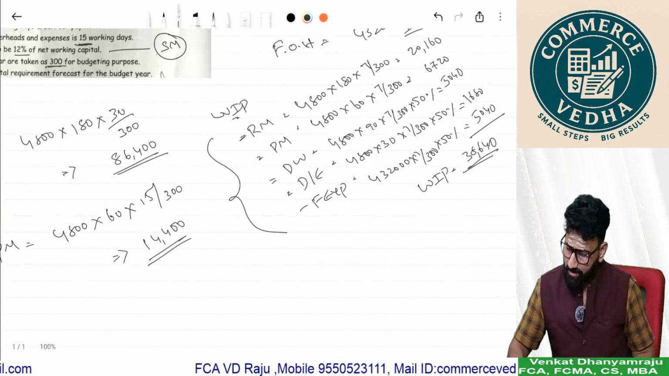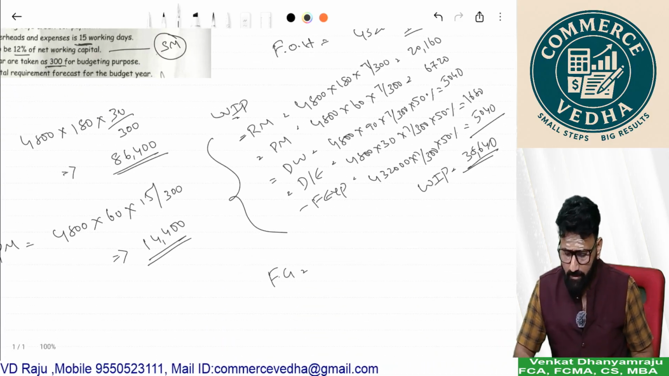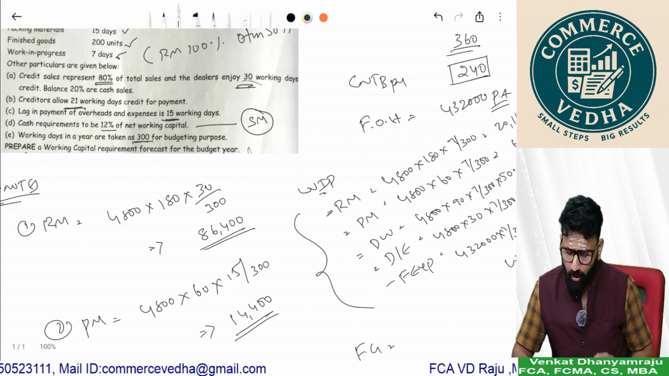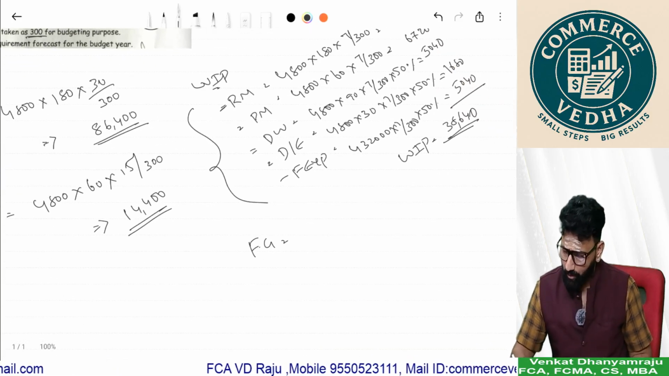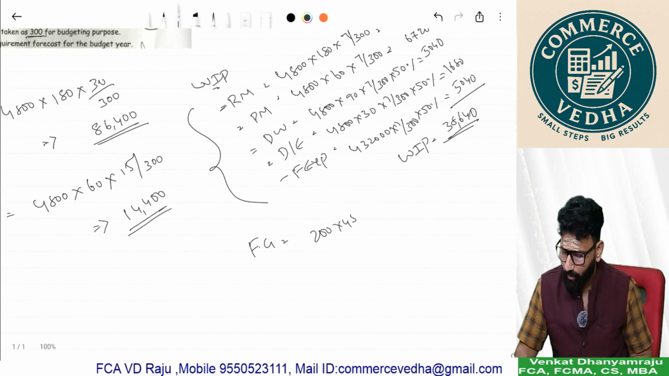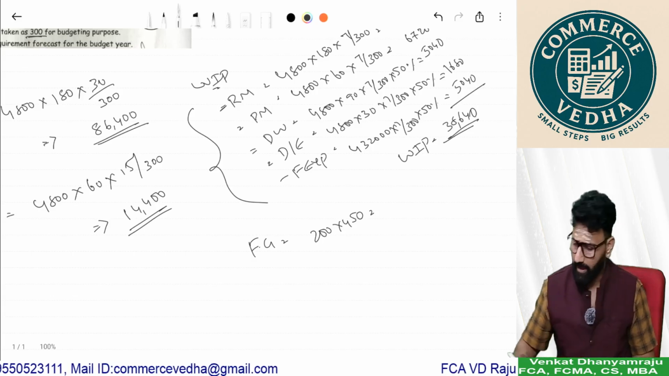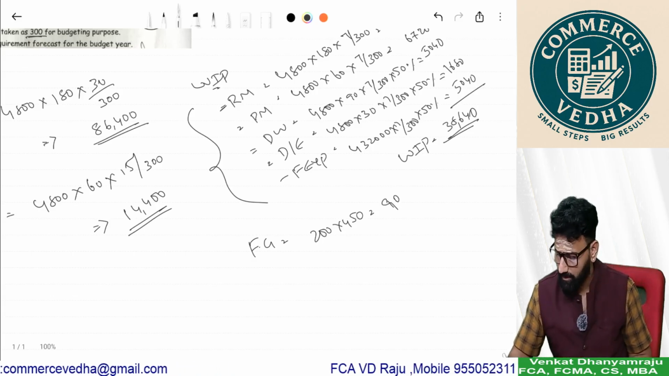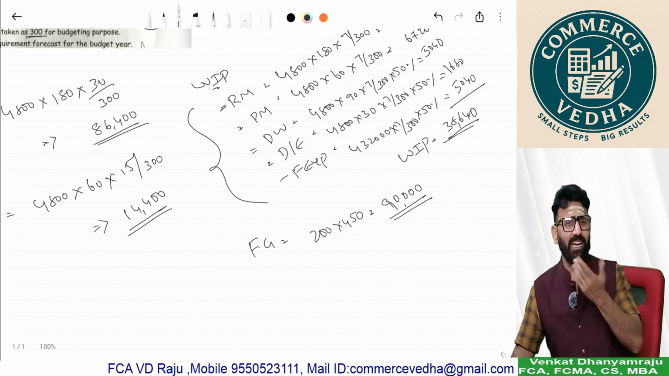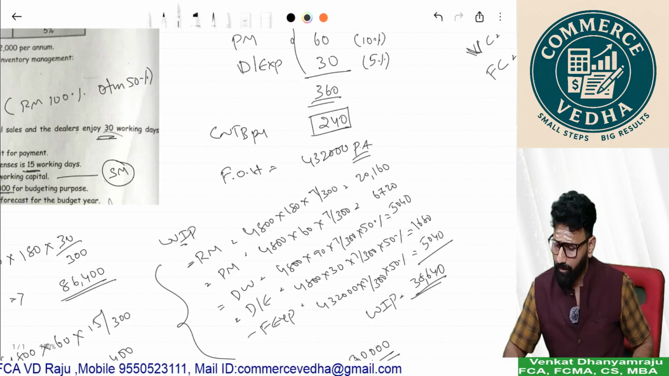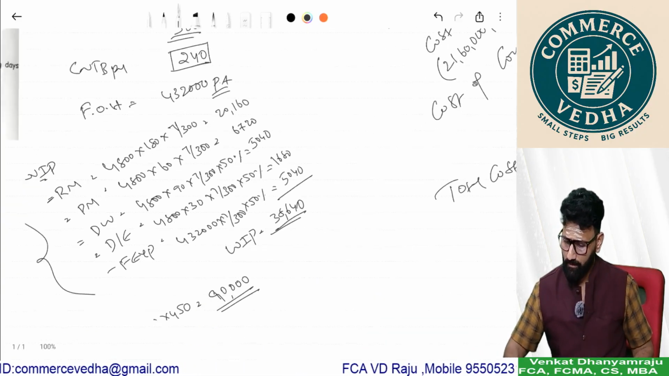Once work in progress is done, second one is finished goods. Finished goods is directly given in the question as 200 units. So if it is 200 units, 200 into 450, total cost we did, 90,000 is the value of finished goods. It is simple because we already computed the total cost here, 450 per unit.